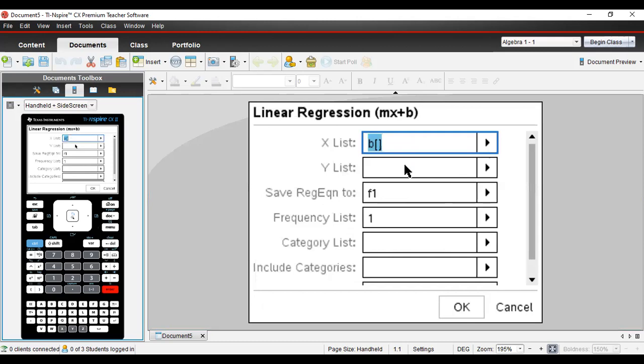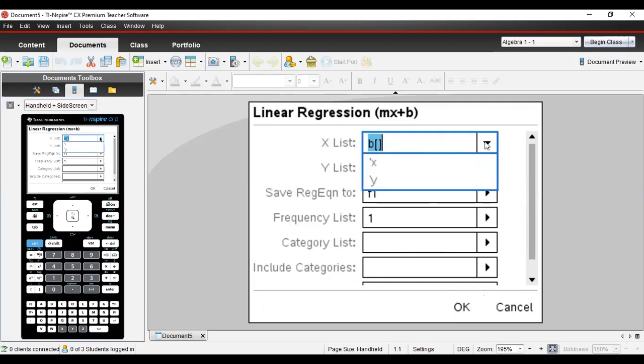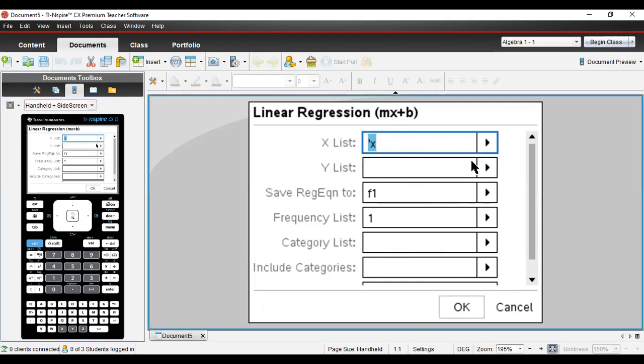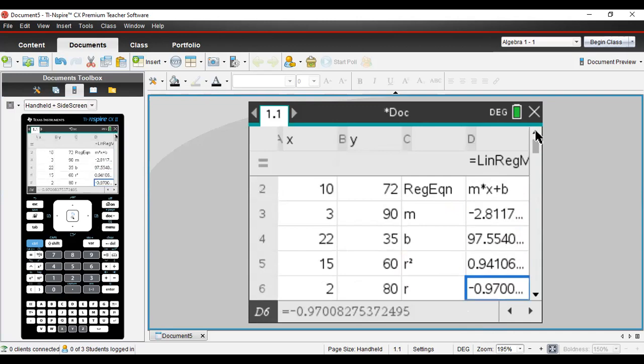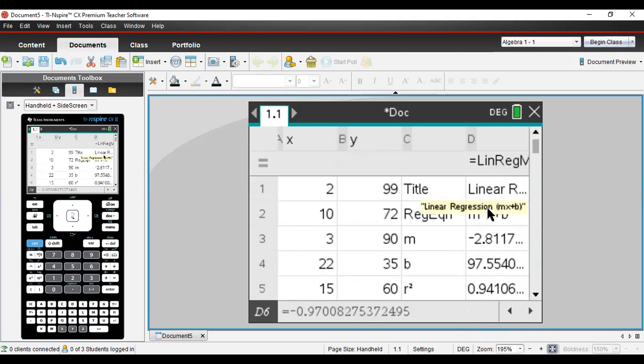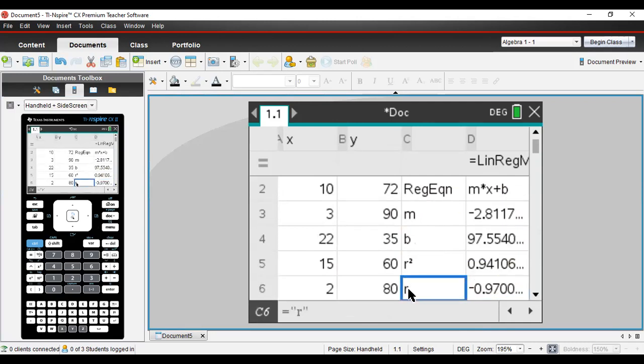So we press enter. Now we have to tell the calculator where we put the x data. Well, we put it in the x column. And where did we put the y data? We put it in the y column. And then we just press OK. It gives us on the right-hand side of the spreadsheet that the slope is negative 2.81, and the y-intercept is 97.5. And there's one more thing that we need from here. We need this R value. This is the correlation coefficient, not this R squared, it's the R.